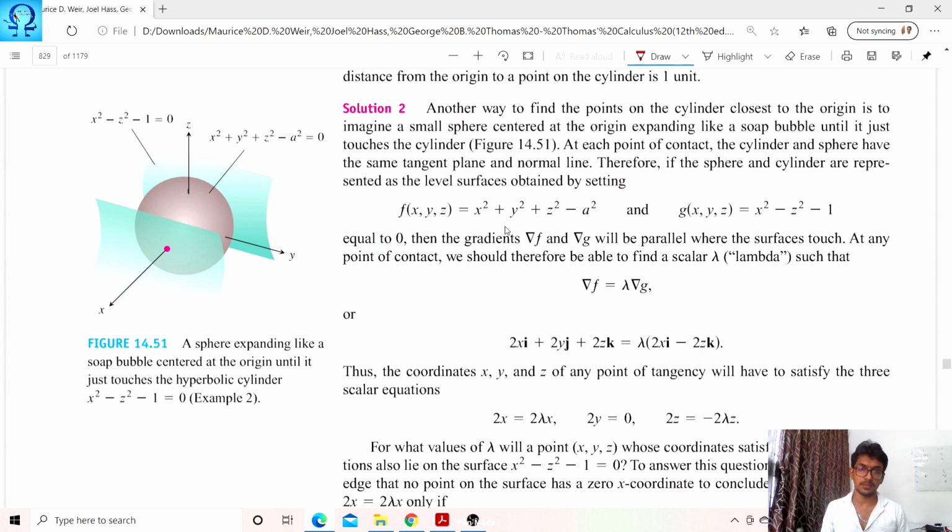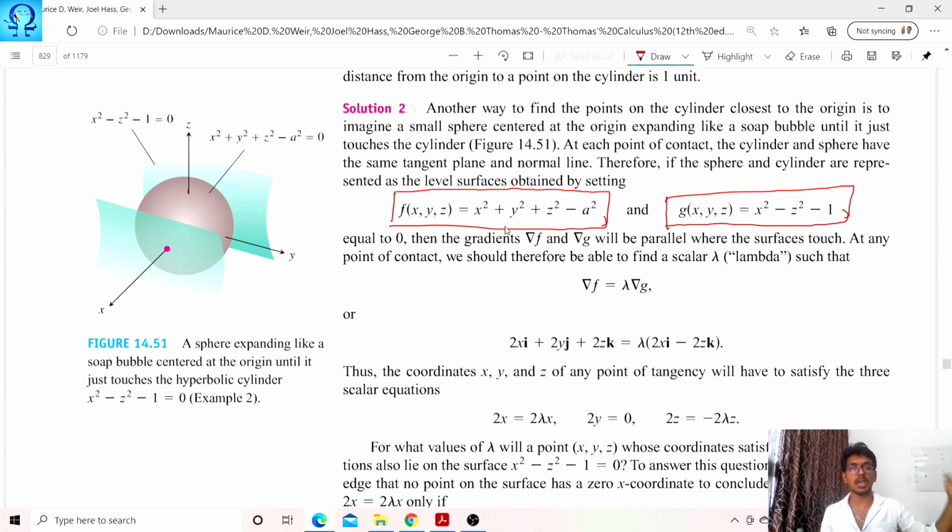With that geometric idea, we can derive what is called the Lagrange method. The equation of the imaginary sphere that we considered is given by this one, and this is the hyperbolic cylinder that we have. Here, what are we saying? At the point of contact, they have the same tangent plane and the normal line.